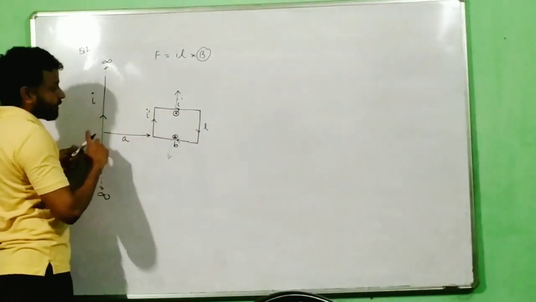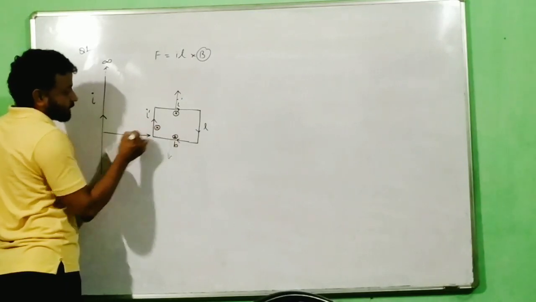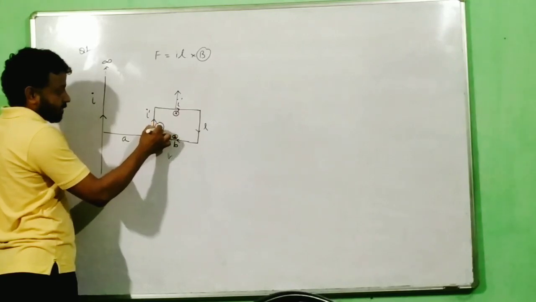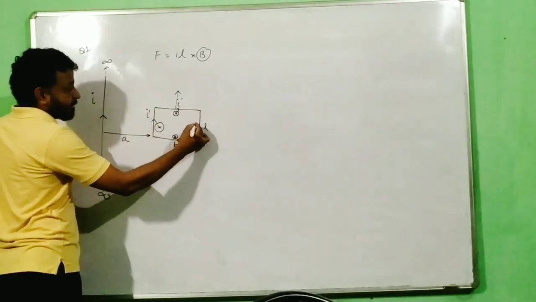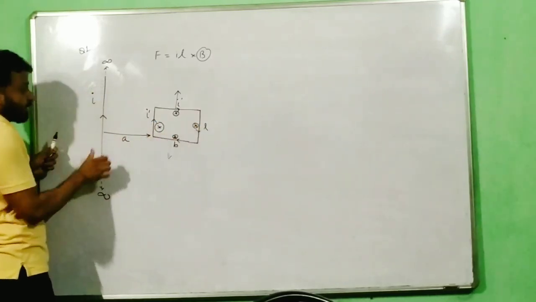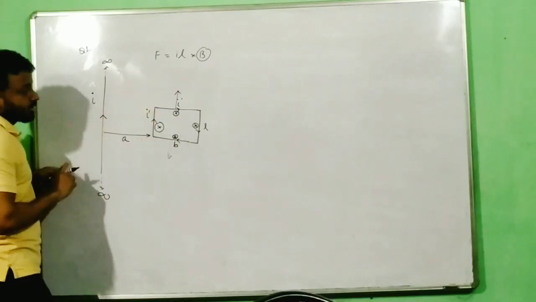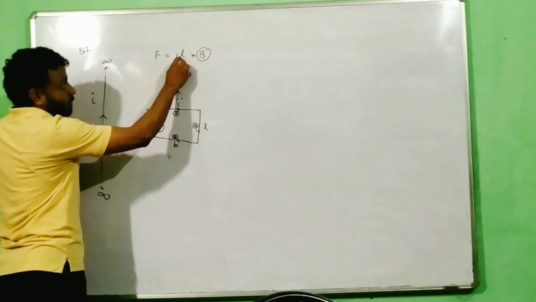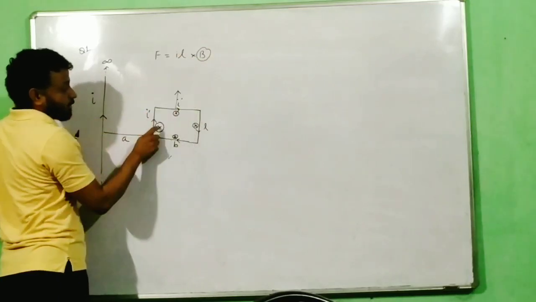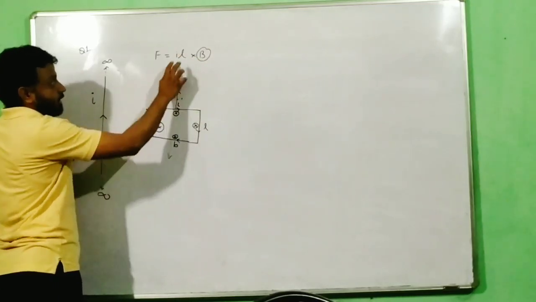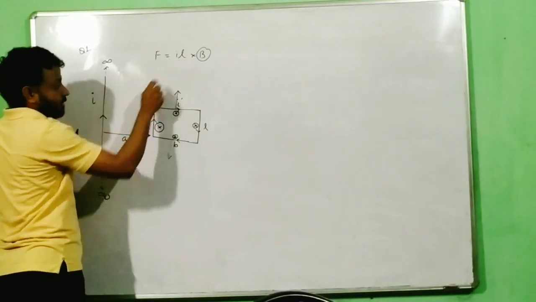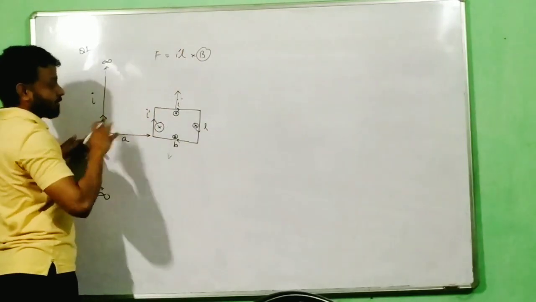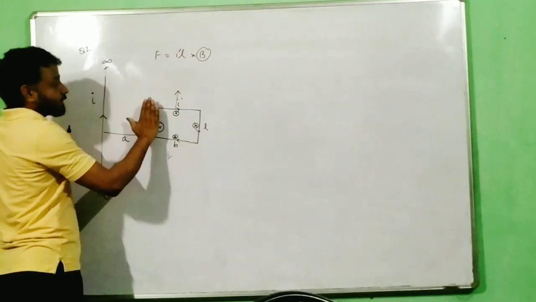What about this one? This one will create a field here, which will be along this direction. This one will create a field here, which will be in this direction. Now this one will experience a force. So I got the field because of this wire. First part done, second part now. I'll put I dash so that we do not get confused. So I dash L.